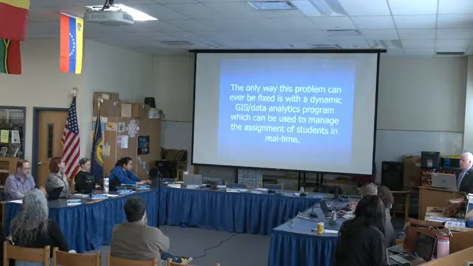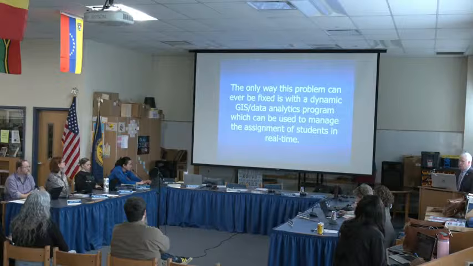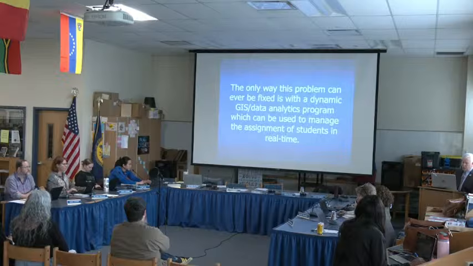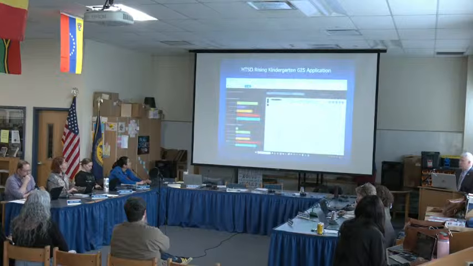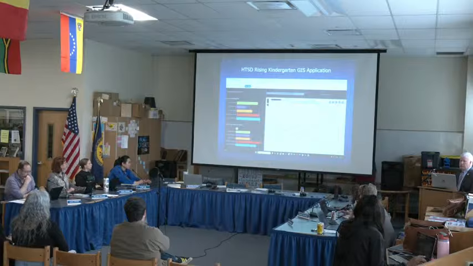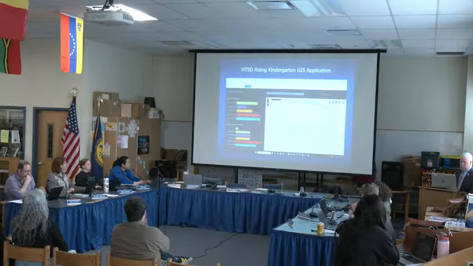Really, the only way we're ever going to solve the operations management problem anywhere is with a dynamic system that utilizes geographic information systems and data analytics. So here's an example of the GIS tool that's in use for your neighbor Haddon Township School District. We'll build this. It could look something like this.